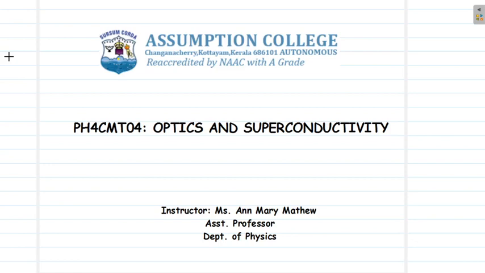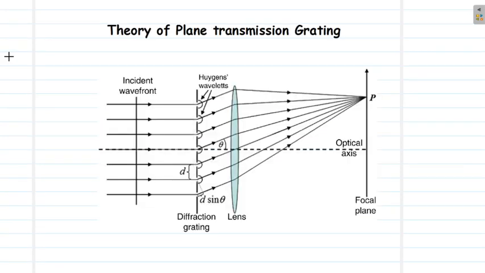Hello dear students, in today's class, let us learn about the theory of plane transmission grating. This is a special instance where we will see the diffraction phenomenon. Now here, let us see what is actually happening. Here the light waves are coming from infinite distance. A parallel beam is falling onto the diffraction grating, and hence this is a kind of Fraunhofer diffraction.